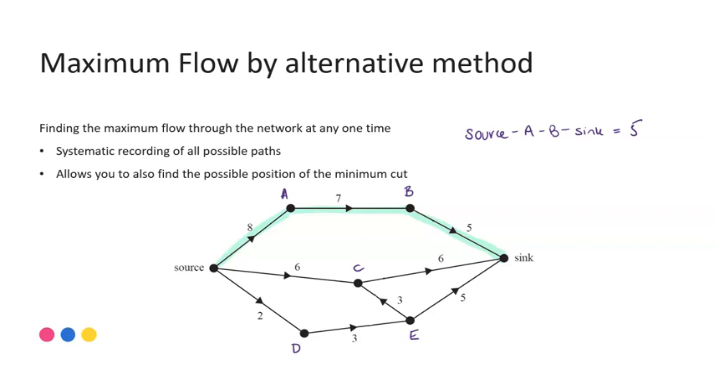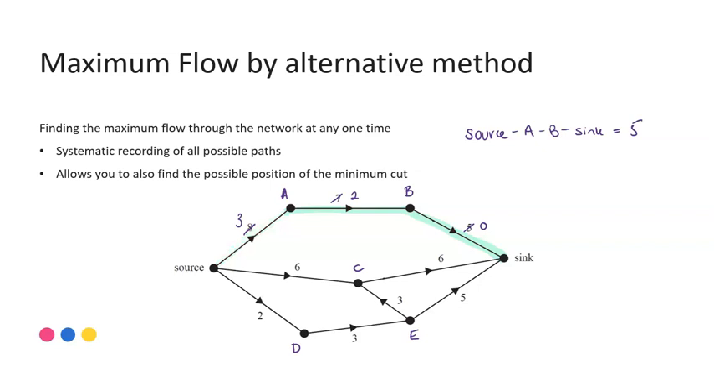Now, what's different here to just by inspection is I'm actually going to subtract 5 from all of the weights on that path that I've just identified. So 8 minus 5, 3, 7 minus 5, 2, 5 minus 5, 0. The reason I do that is that if there was a second possible pathway moving through some of those edges, I've accounted for the 5 that has already been taken up by that first pathway.